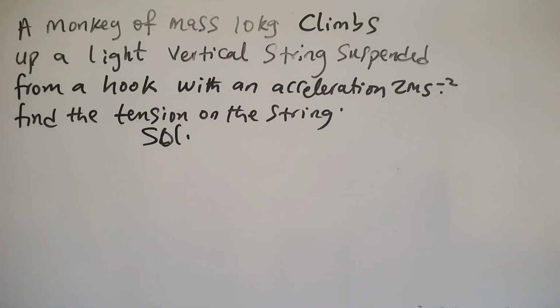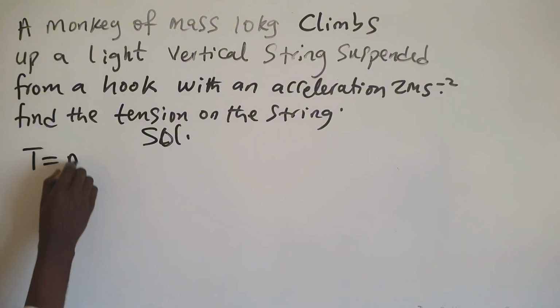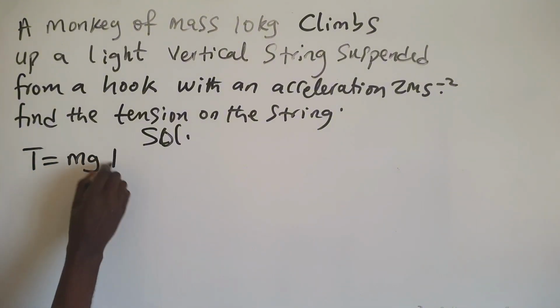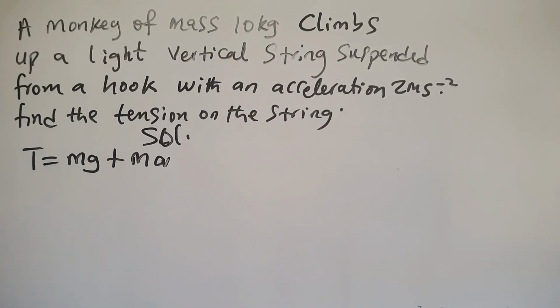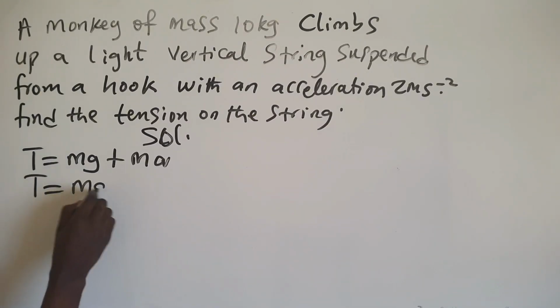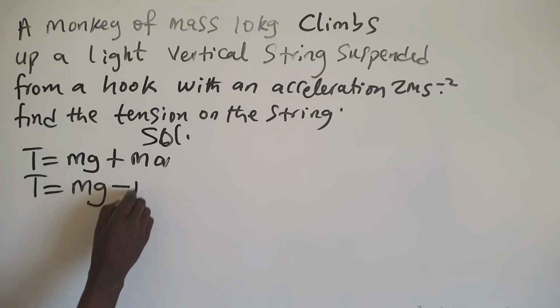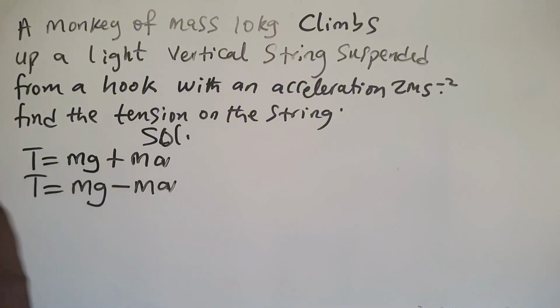The formula of tension on a rope is T equals M times G plus M times A, or T equals M times G minus M times A. These are the two formulas we use in calculating the tension on a rope, alright?